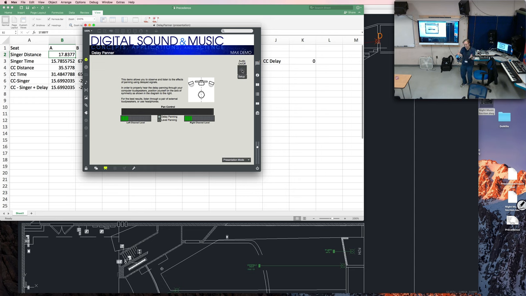Okay, so the actor just sounds louder, and it sounds like it's coming from the actor, right? That's a pretty cool effect. There are some limits to this. You can't really push it much more than 10 dB.